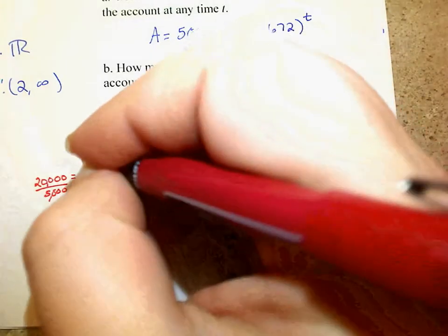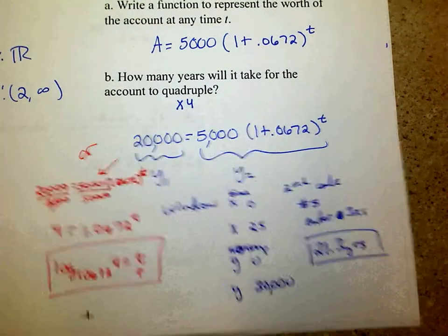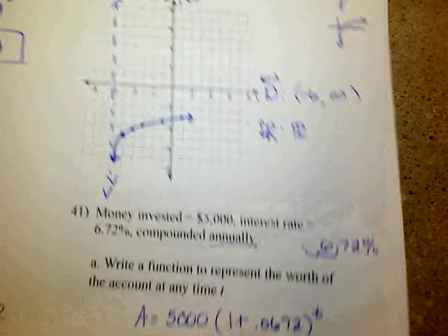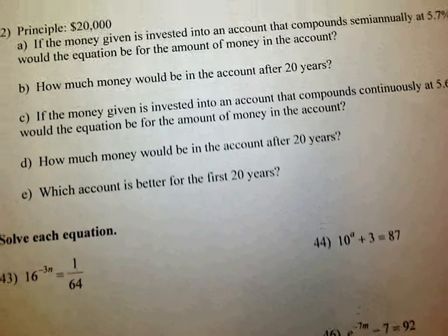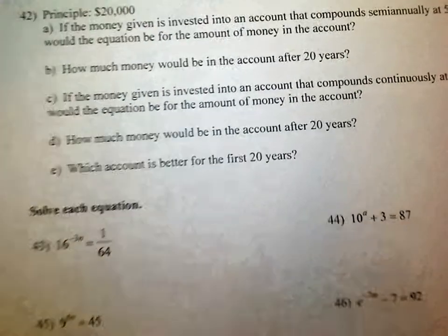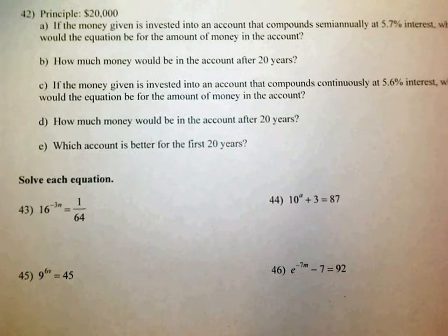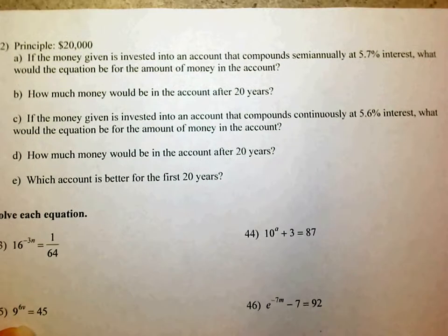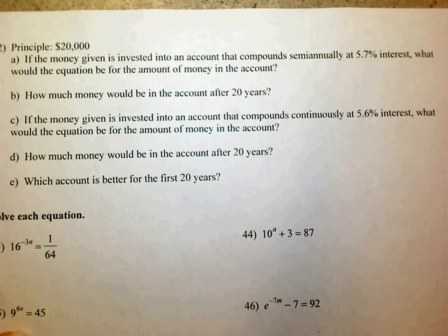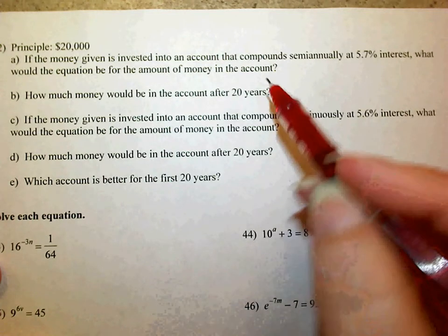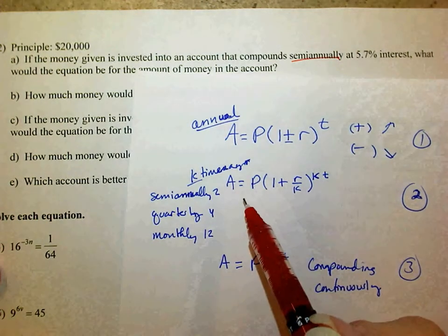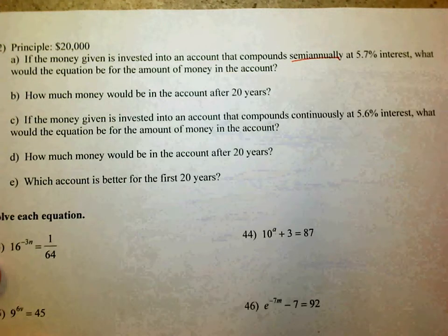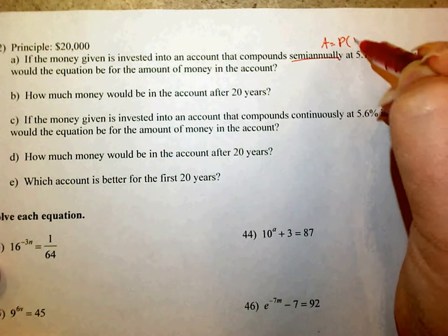Okay. So on 42. 42 is kind of a long one, so let's go through it. Principal is 20,000. If the money given is invested into an account that compounds semi-annually at 5.7% interest, what would the equation be for the amount of money in the account? Semi-annually is k times a year, which is formula 2. So amount equals principal times 1 plus r over k to the kt.